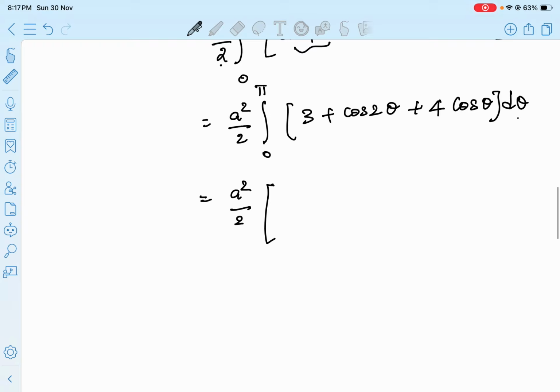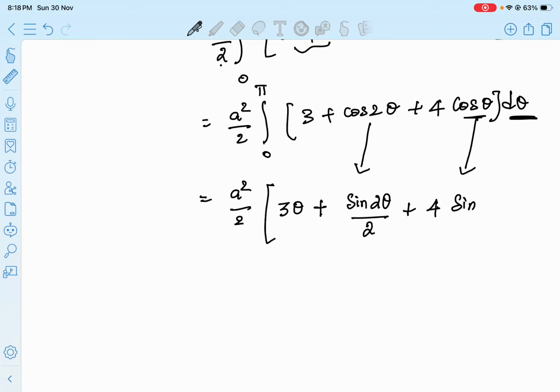I am going to integrate this with respect to theta now. So here in 3 we don't have any theta, so we will include a theta for the integration. Okay, plus what is the next one? Here we have cos 2 theta. So cos 2 theta, if we integrate with respect to theta, will become sin 2 theta by 2, plus what happened to this? This will become, 4 cos theta is sin theta. So the integral is 0 to pi.